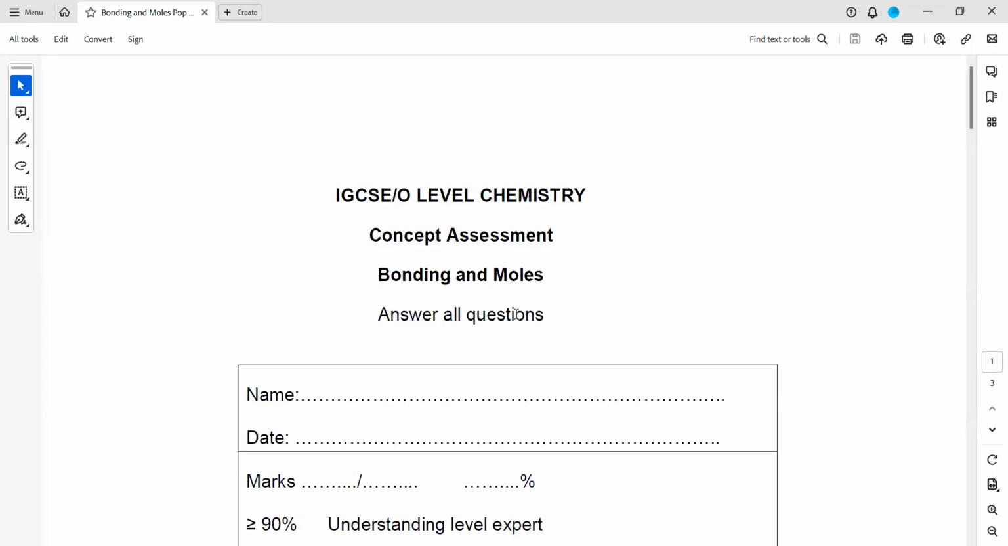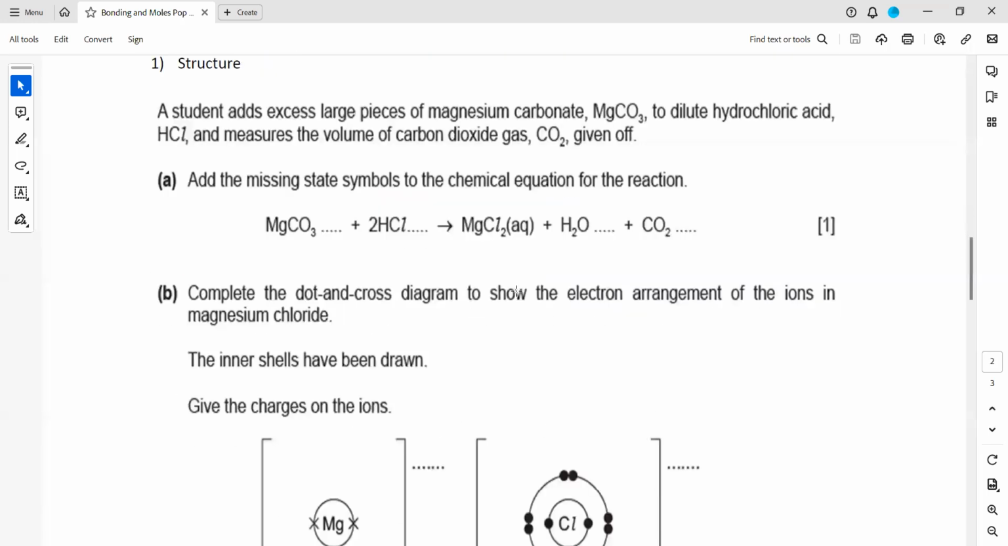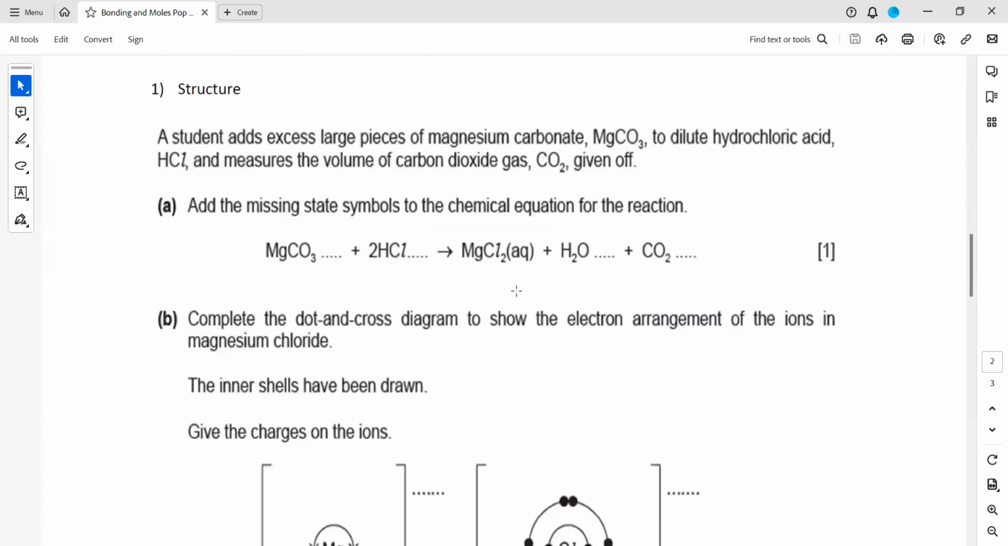So, the pop quiz related to bonding and the moles. A student adds excess large pieces of magnesium carbonate to hydrochloric acid and measures the volume of carbon dioxide gas given off. Add the missing state symbols.